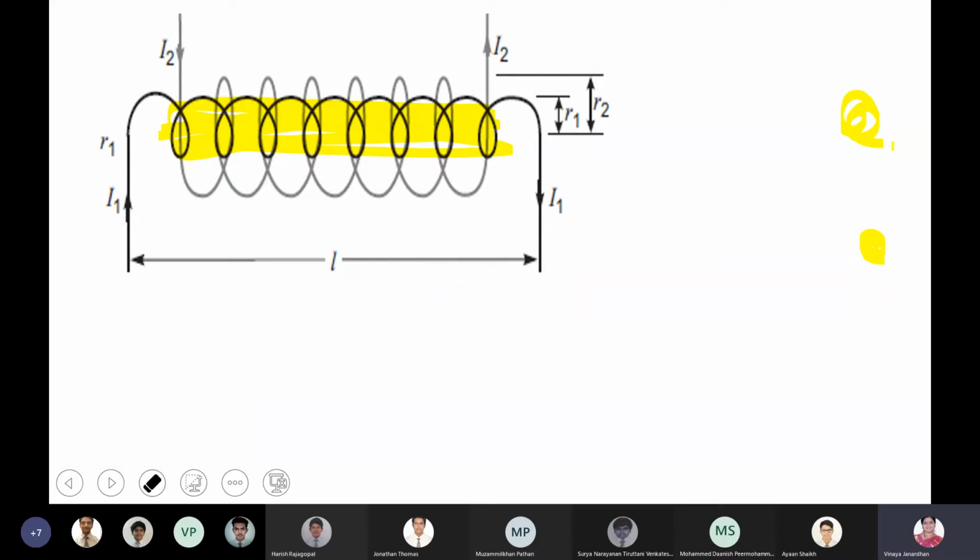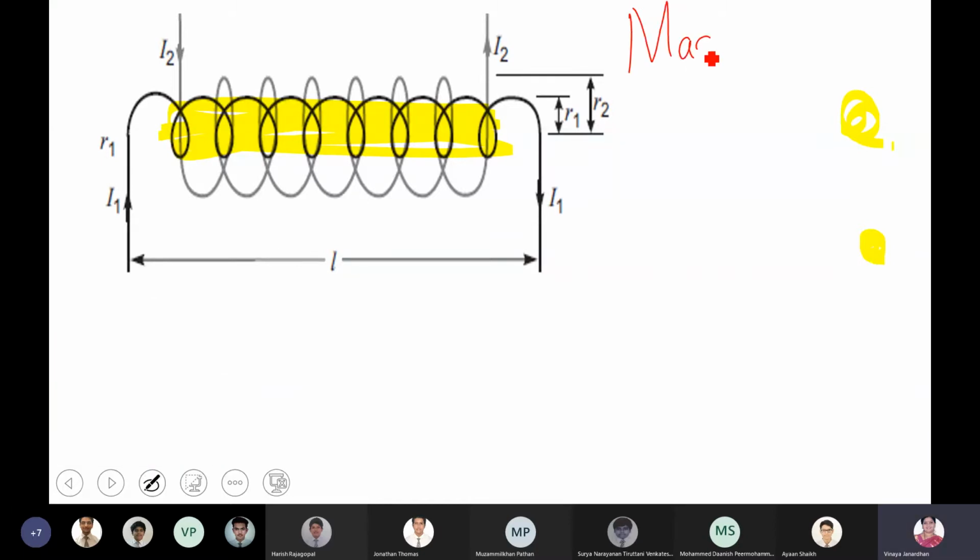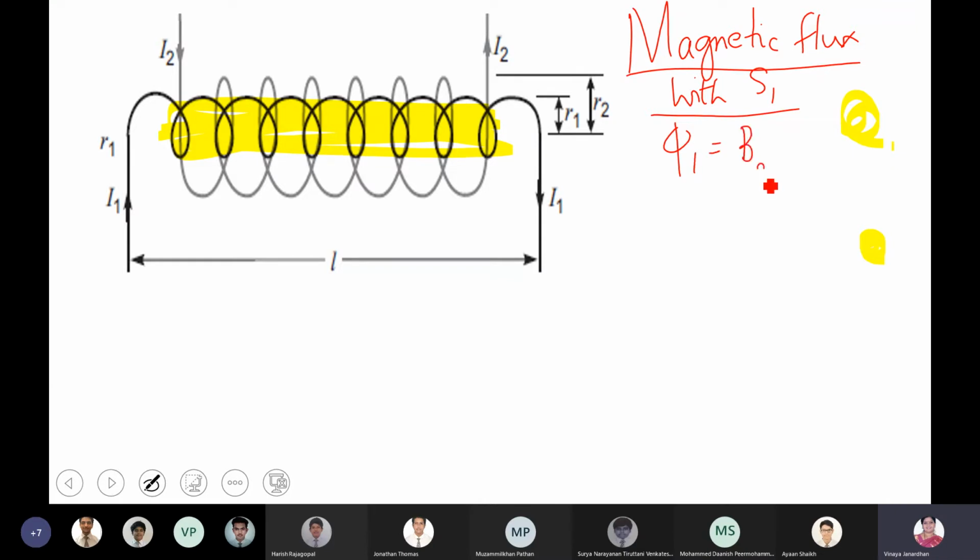Right, boys. Magnetic flux linked with coil S1, I can write this as phi1. It depends on the magnetic field produced by the secondary coil, and it depends on its own area and the number of turns. Here it will be N1, where N1 is the number of turns of coil S1.